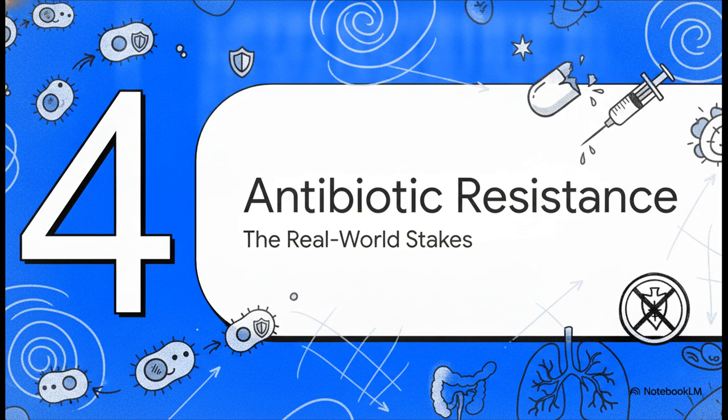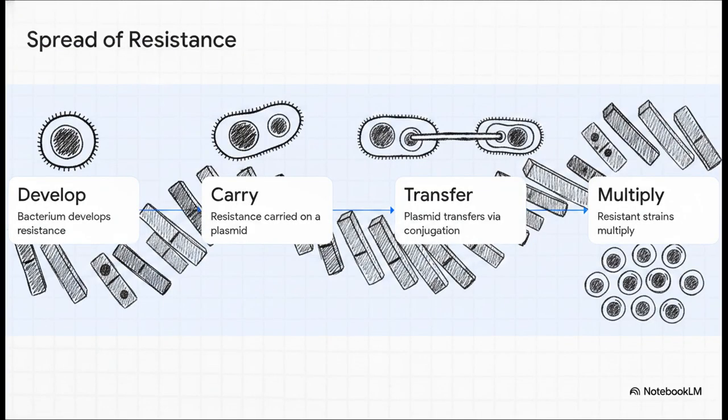Let's look at Section 4, the antibiotic resistance crisis, the real-world stakes. Let's see how this builds into an urgent global crisis, because this invisible swapping of traits has very visible, very real consequences for us.